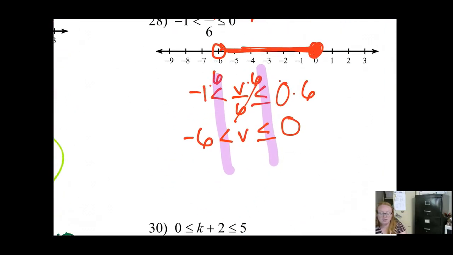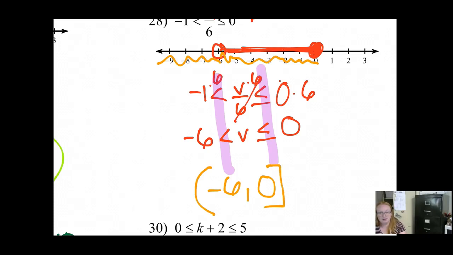Right here, as I go from left to right, I see the negative 6 first. I keep going, going, going, going. I see the 0. I have a parenthesis, and then I have a bracket. Okay, the bracket comes from the straight line equal sign. So I get a straight line bracket or that closed dot that tells me that I get like that really closed look. Okay.